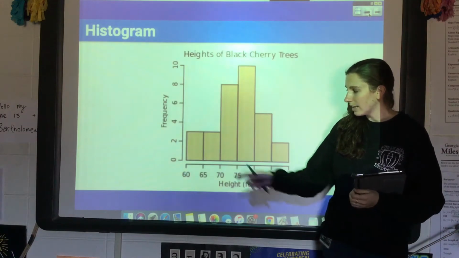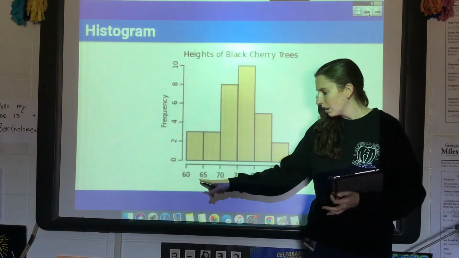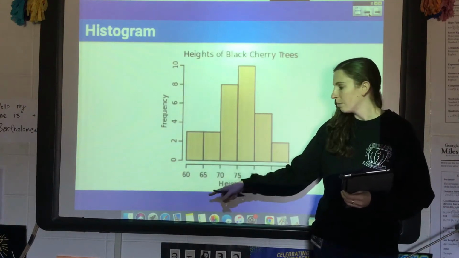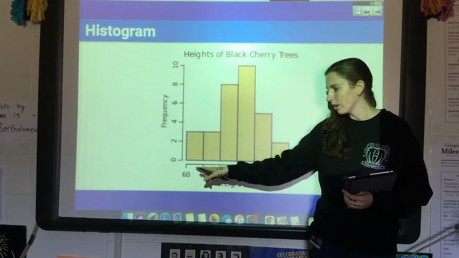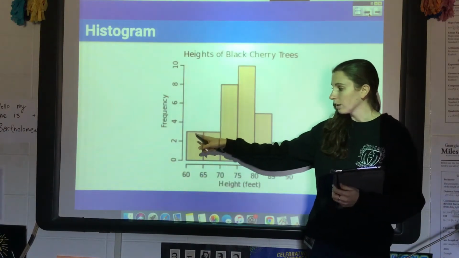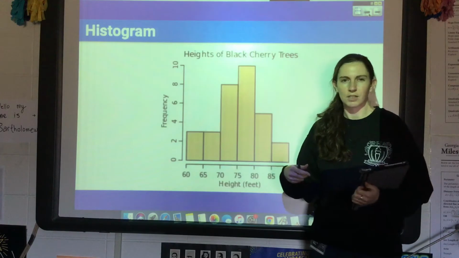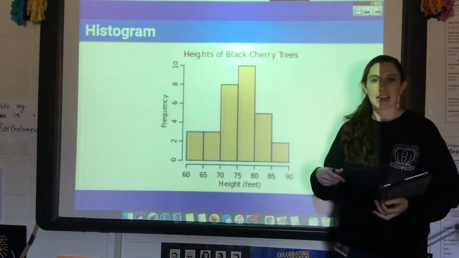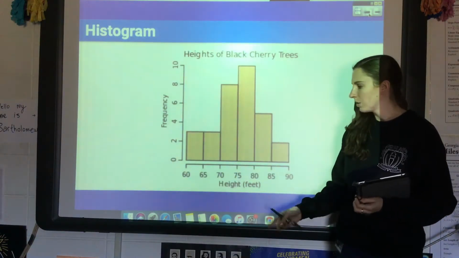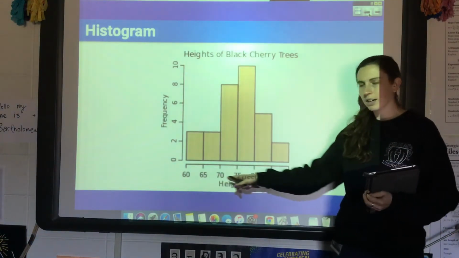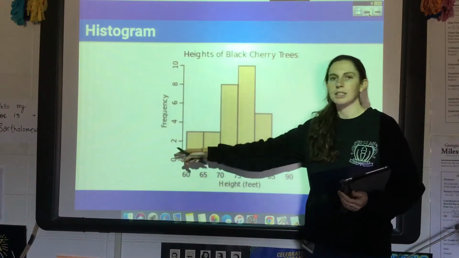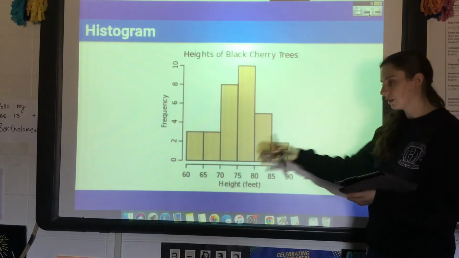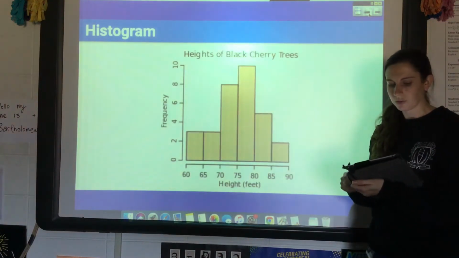I don't know exactly what their heights are. Maybe there's 3 trees that are all 61 feet. Maybe one of the trees is 61 and the other 62. I don't know. But I know there are 3 trees that are between 60 and 65 feet. And I know there are 10 trees that are between 75 and 80 feet. So that's kind of how this works. You've got intervals down here at the bottom, and then you count up the frequency in that interval. It's basically like turning a frequency chart into bars, with a visual for it.